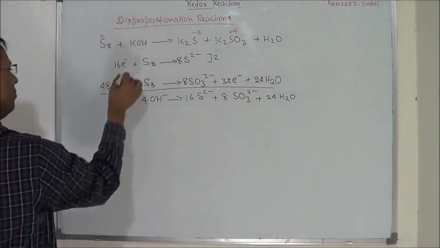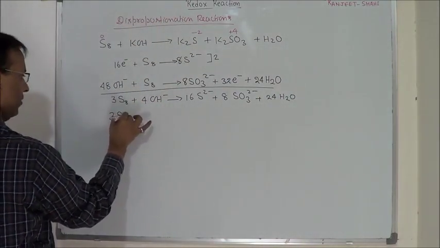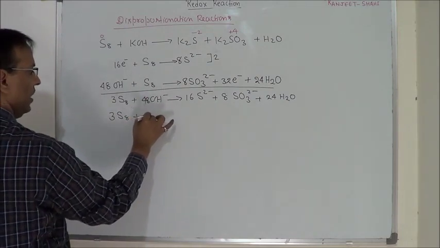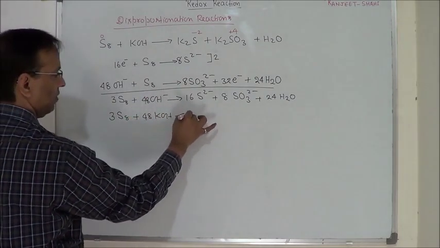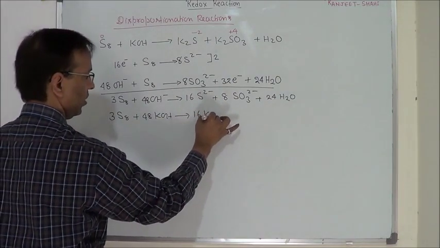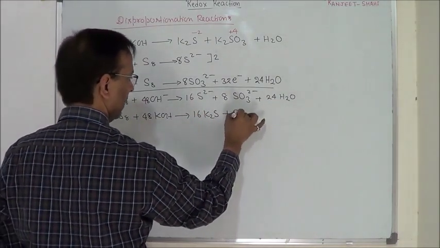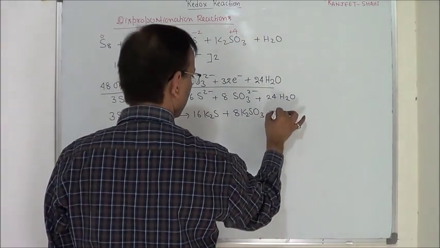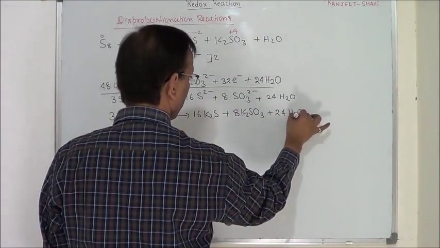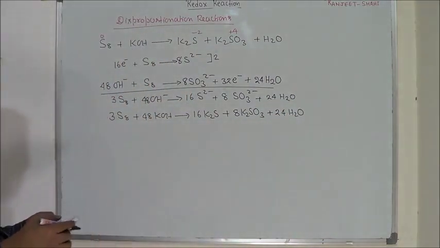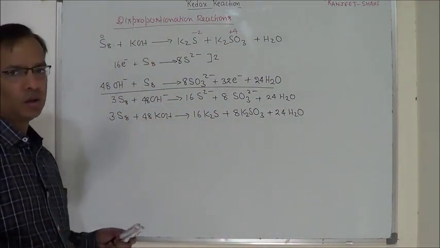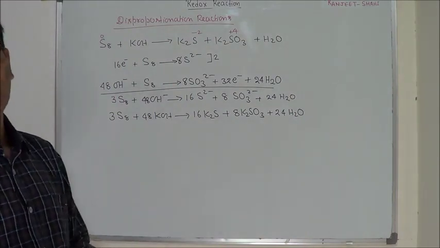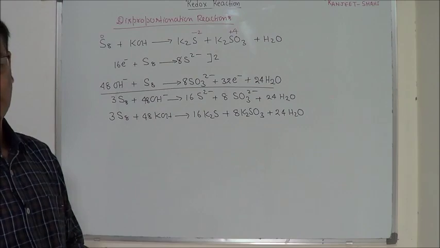If we compare the coefficients, we obtain 3 S8 plus 48 KOH gives 16 K2S plus 8 K2SO3 plus 24 H2O. It is now a balanced redox reaction. So using the ion-electron method, the disproportionation can also be balanced.